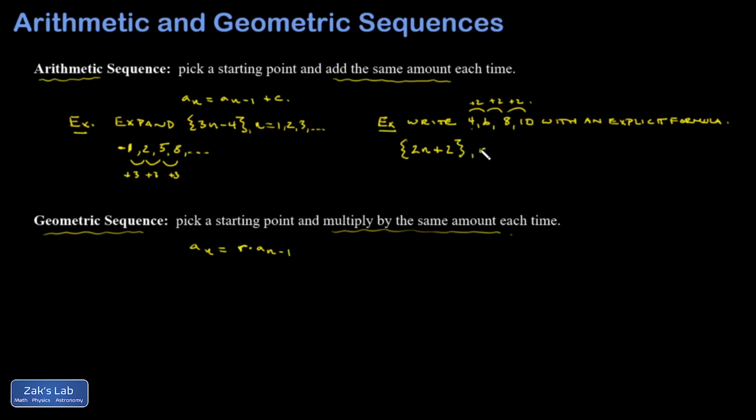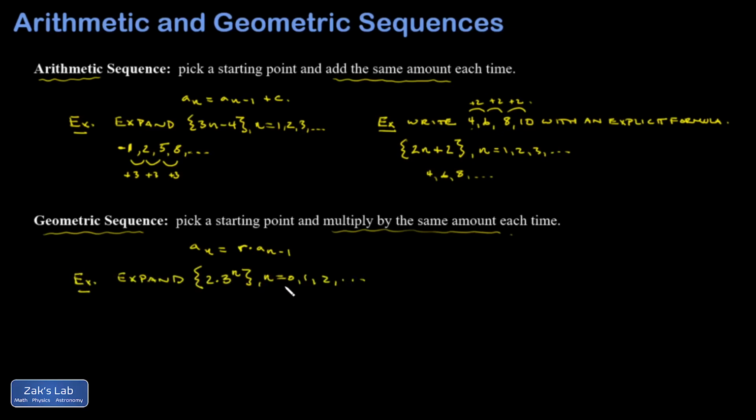And then I'll just check my work. So real quick, that's what it looks like with an explicit formula. I plug in n equals 1, and I get 2 times 1 plus 2, that's 4. Plug in n equals 2, 2 times 2 plus 2, that's 6. Plug in n equals 3, 2 times 3 plus 2, that's 8, and so on. So it's working. Let's look at some examples of geometric sequences.